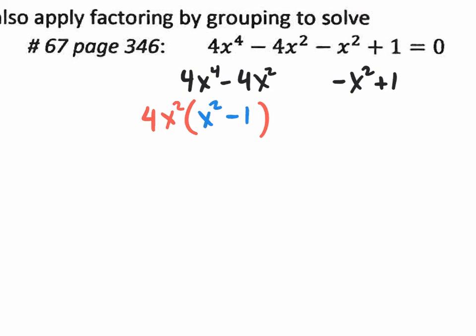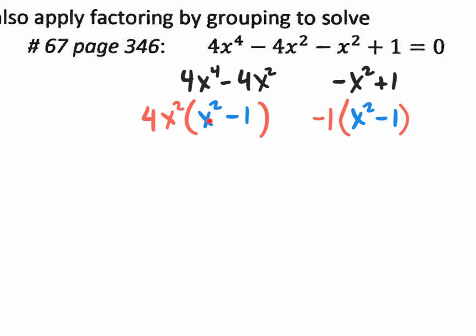minus 1. Okay. Now over here, there's nothing to pull out. But you know what? This x squared is positive. This one's negative. So let's pull out a negative 1. And hopefully we end up with that same binomial. And we do. We end up with a positive x squared with a minus 1.